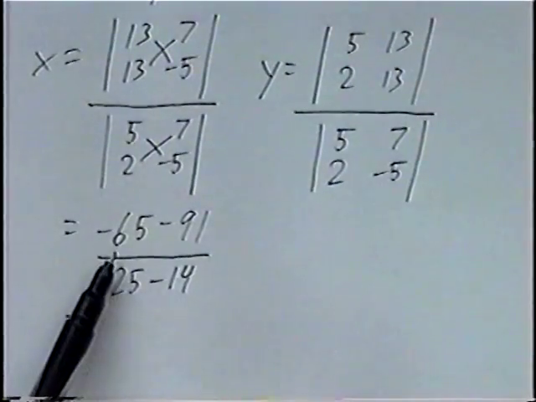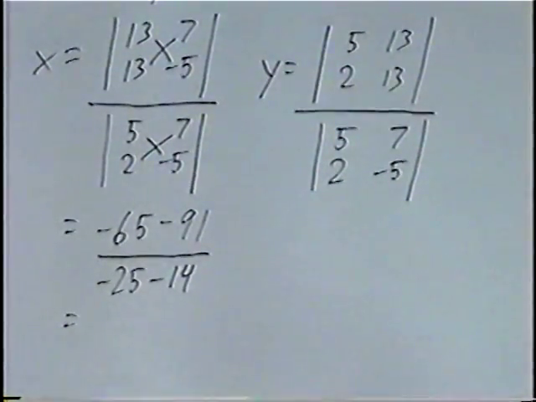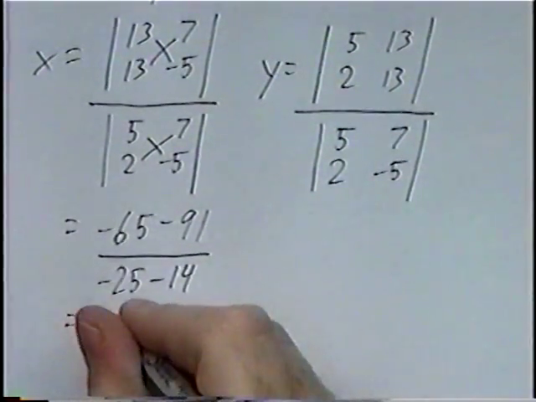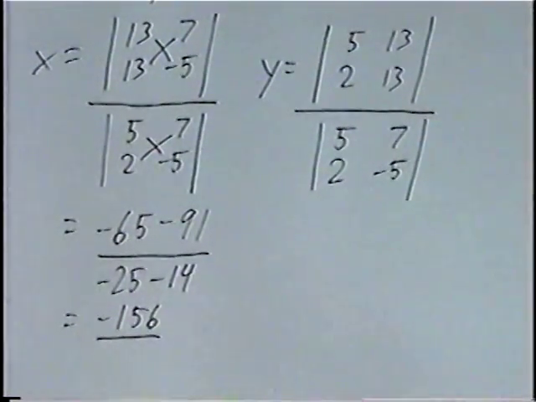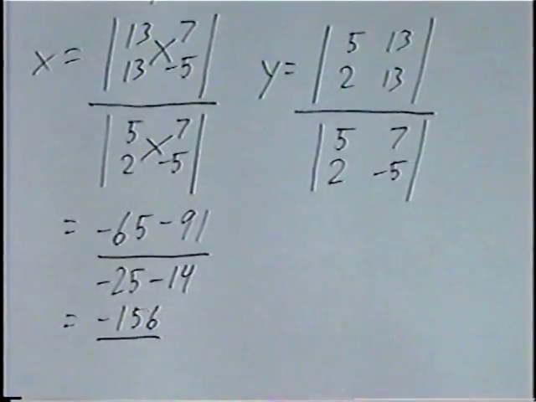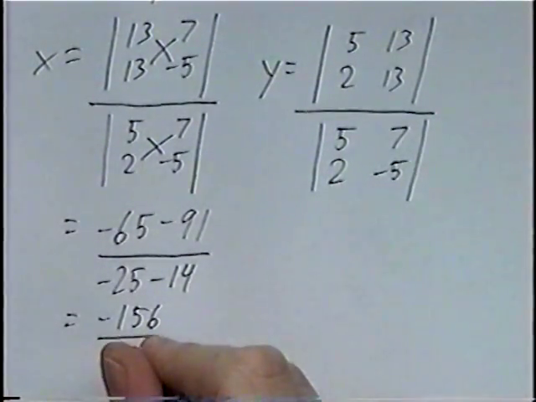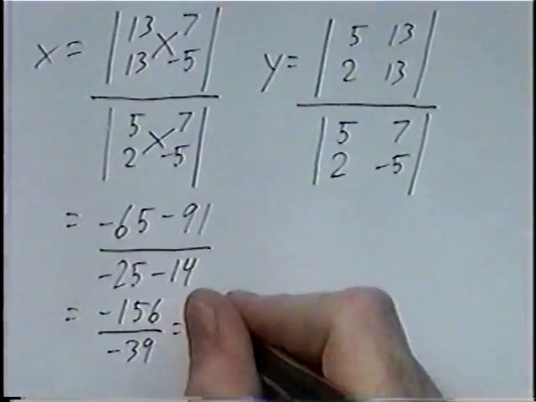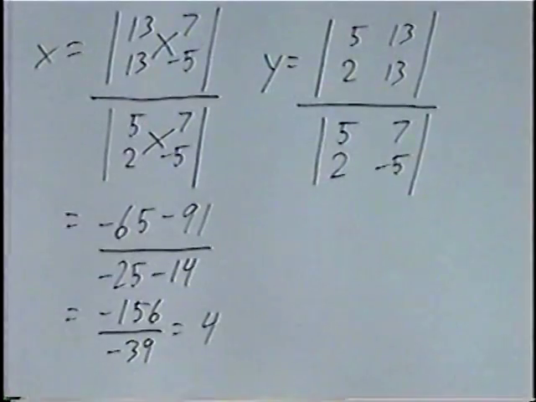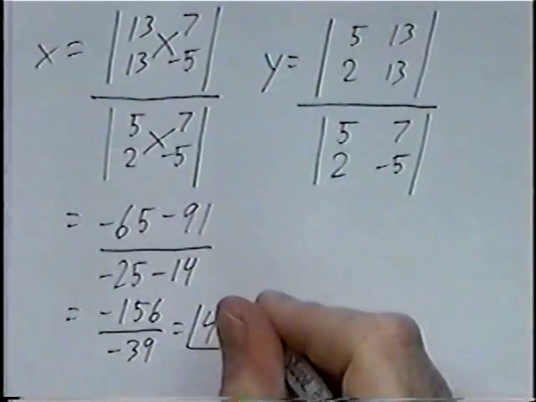Simplifying this, negative 65 minus 91 would be negative 156, divided by negative 25 minus 14, which is negative 39, and that would be equal to 4. So x in this case would equal 4.